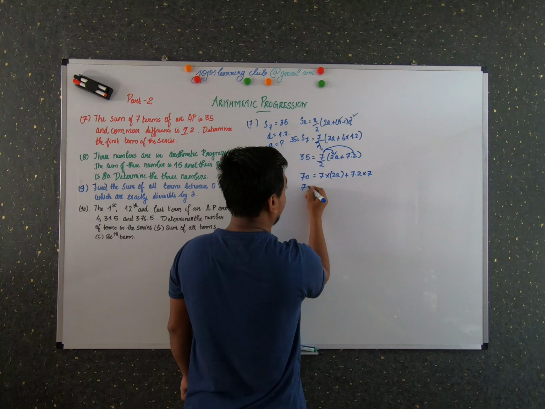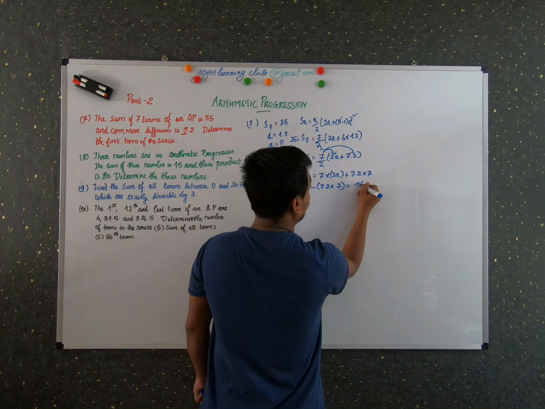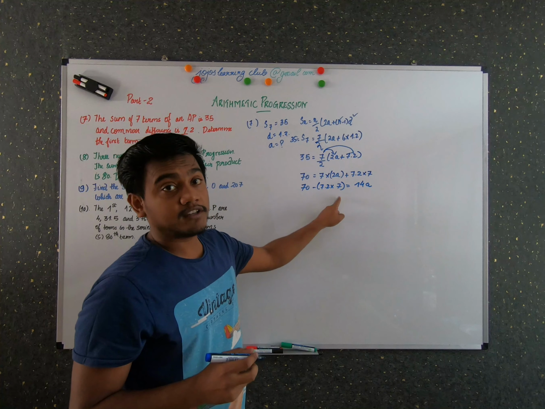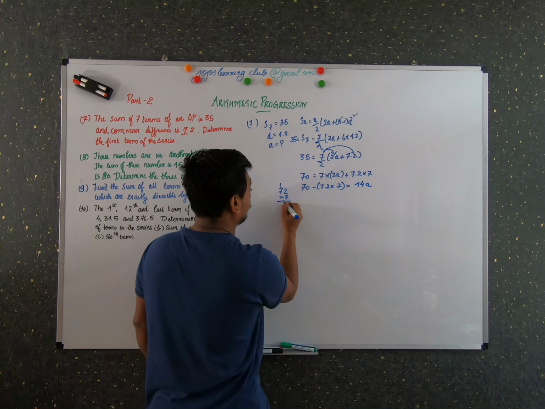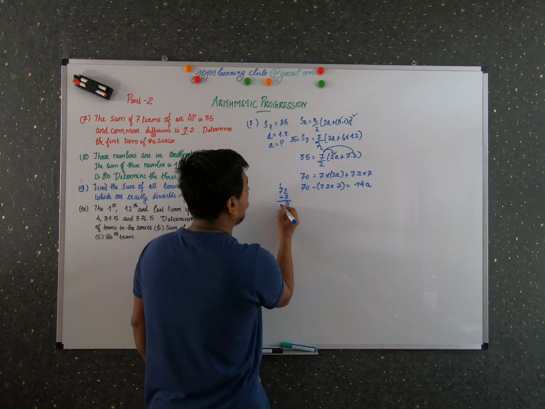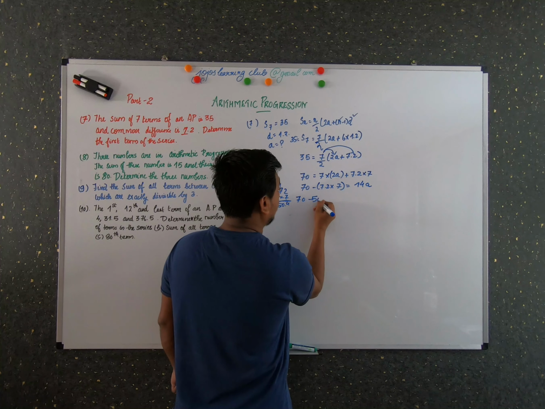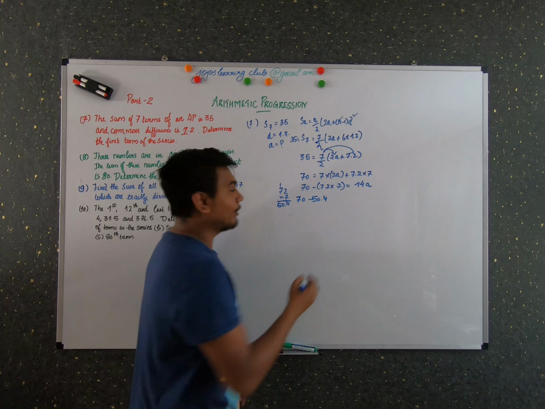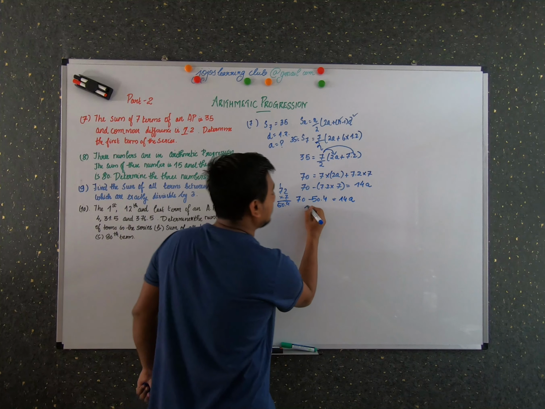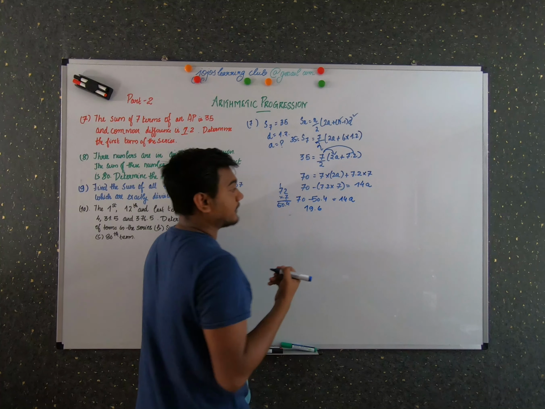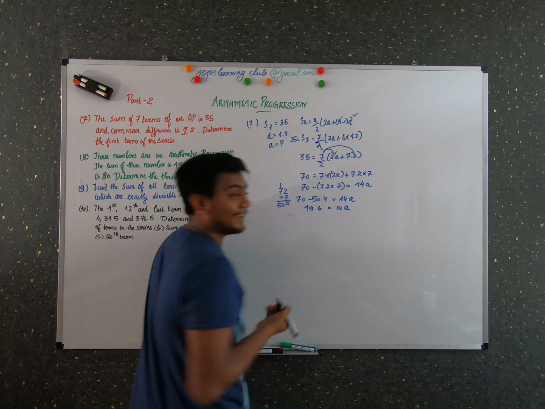So 70 minus 7.2 into 7 is equal to 7 into 2, which is 14a. So we have to find what 7.2 into 7 is. 72 into 7: 7 twos are 14, 7 sevens are 49, 49 plus 1 is 50.4. So 70 minus 50.4 is equal to 14a. What is it actually? 19.6, I think. Yeah, right. So 19.6 is equal to 14a.